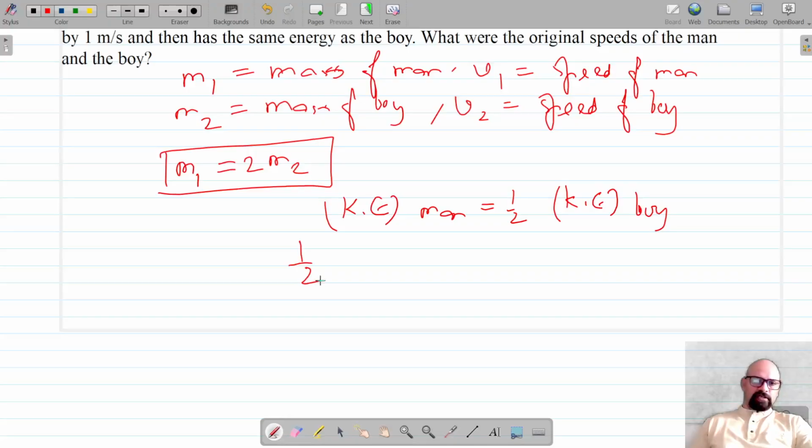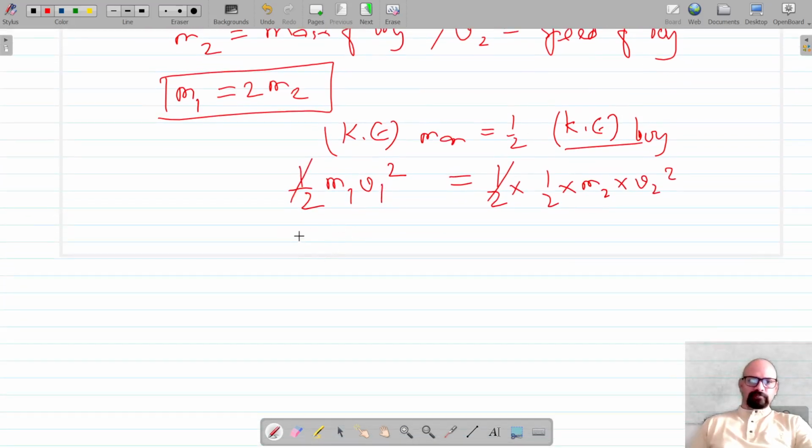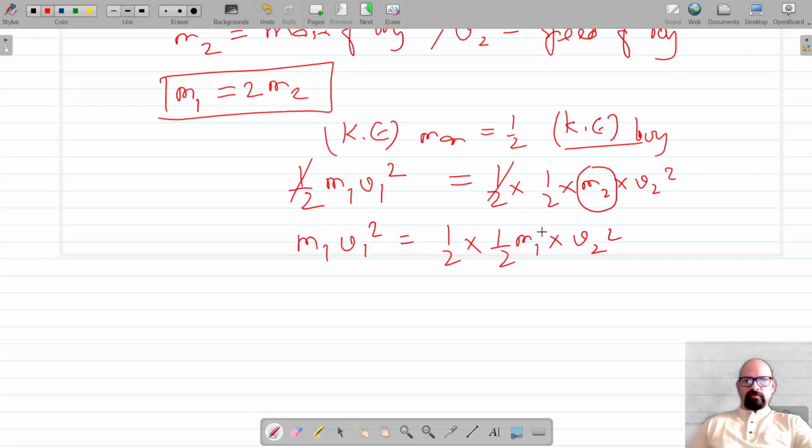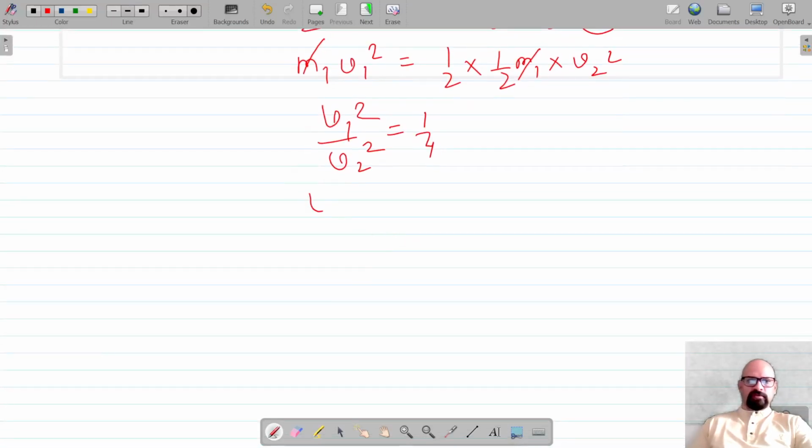Now the formula for the kinetic energy is half m1 v1 squared for the man, and half into m2 into v2 squared for the boy. So half and half get cancelled. And we can write here, m2 is half the mass of the man, into v2 squared. So m1 and m1 get cancelled. And finally, we have v1 squared by v2 squared is equal to 1 by 4, which gives us v1 by v2 is equal to the square root of 1 by 4, which is equal to half.